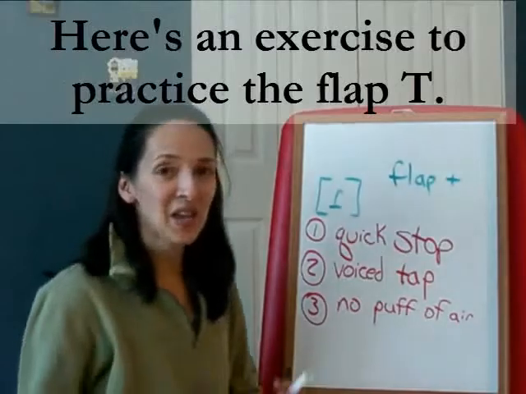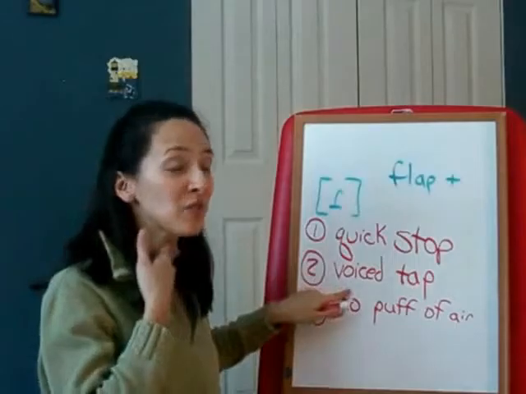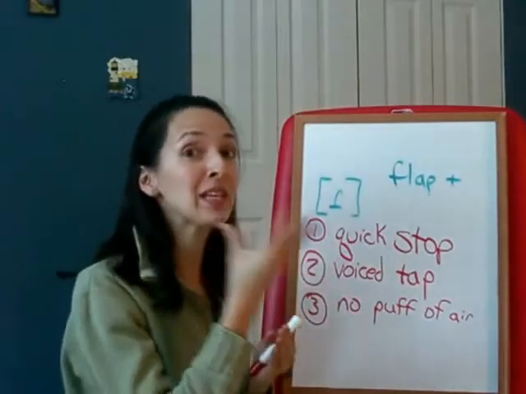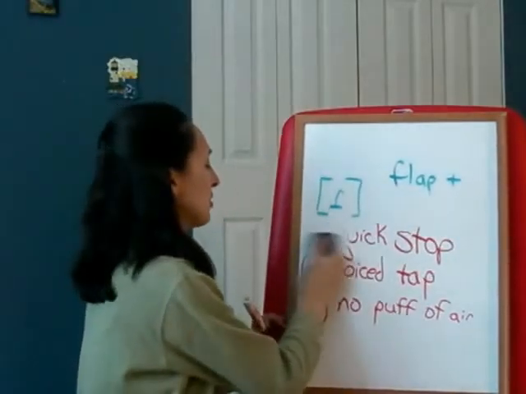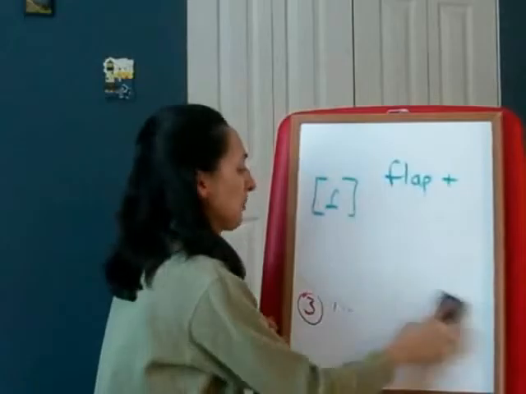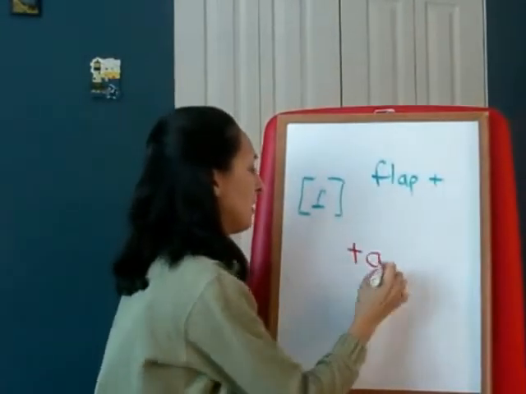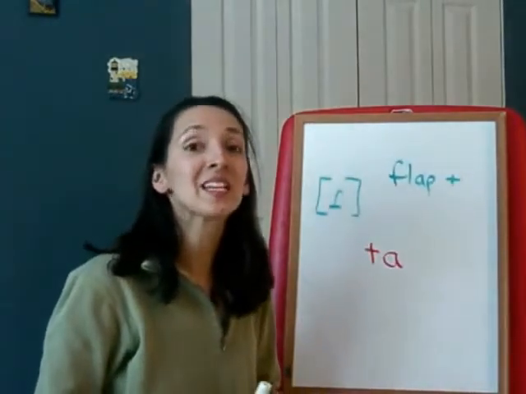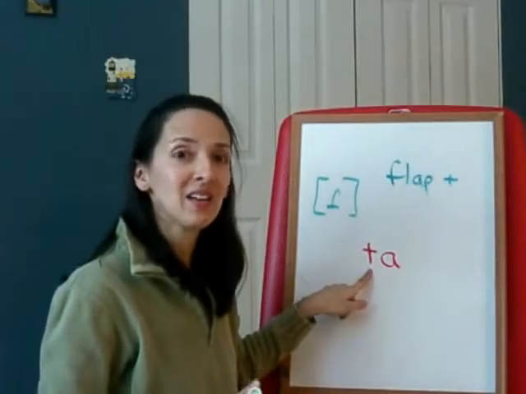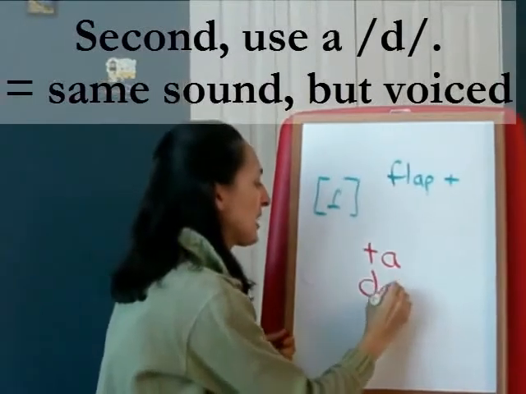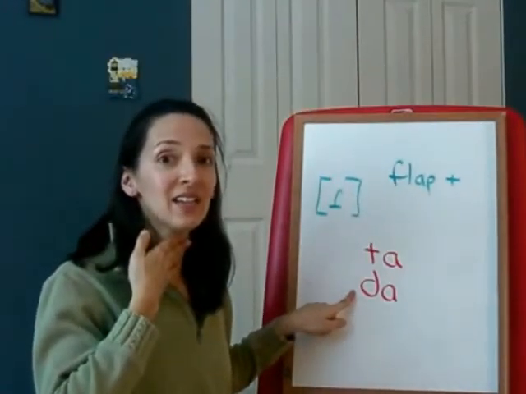Here's an exercise to help you practice making the flap T. We're going to do it quickly, we're going to use our voice, and we're going to make sure there's no release of that air in a puff. I want you to say one sound with me. This is not a word, it's just a sound. Say ta with the true T. Ta, ta, ta. Now let's change it to a D. You'll feel vibration here. Da, da, da.